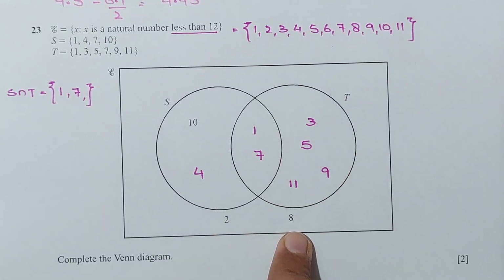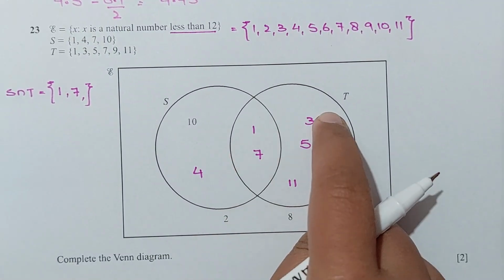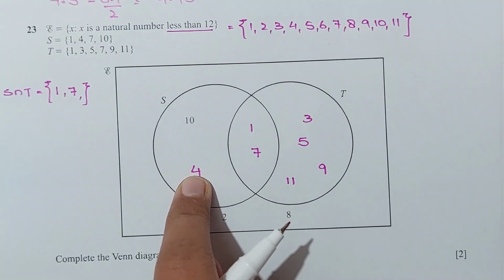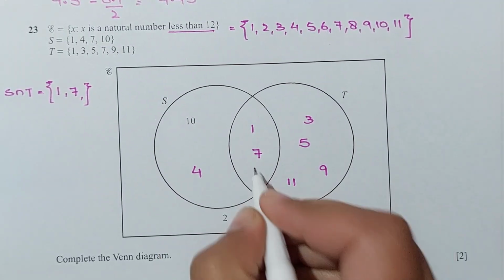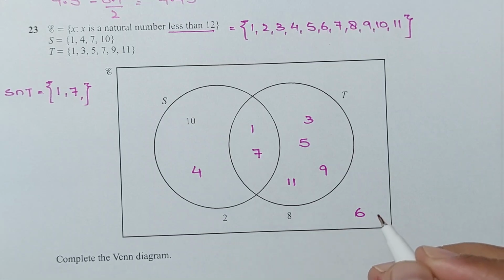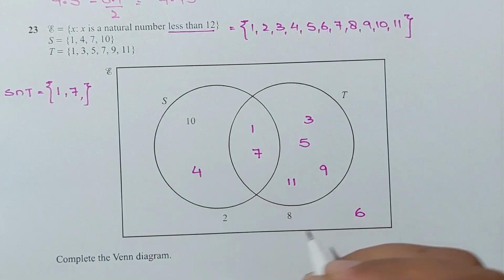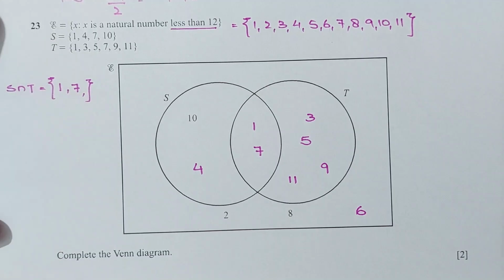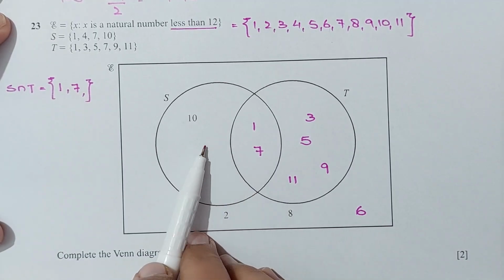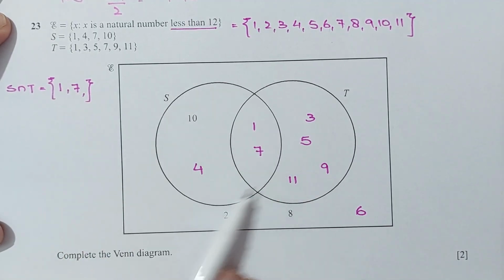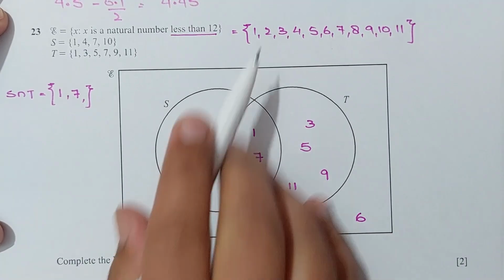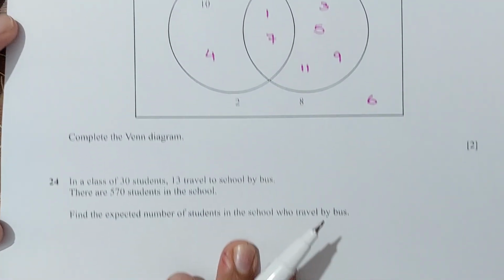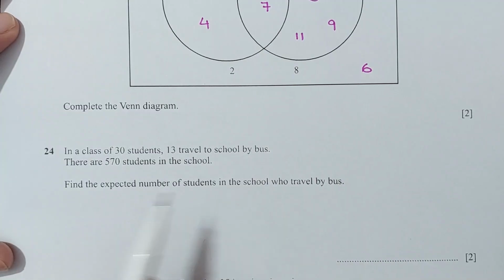What else? 1, 2, 3, 4, 5, 6 is outside. 7, 8, we have 9, 10 and 11. Yeah, this is a complete shape of the Venn diagram. So first what we did, S and T intersection, then complete the set S, complete the set T, and what else is left between 1 to 11, right? Yeah, that is outside of the set S and T.